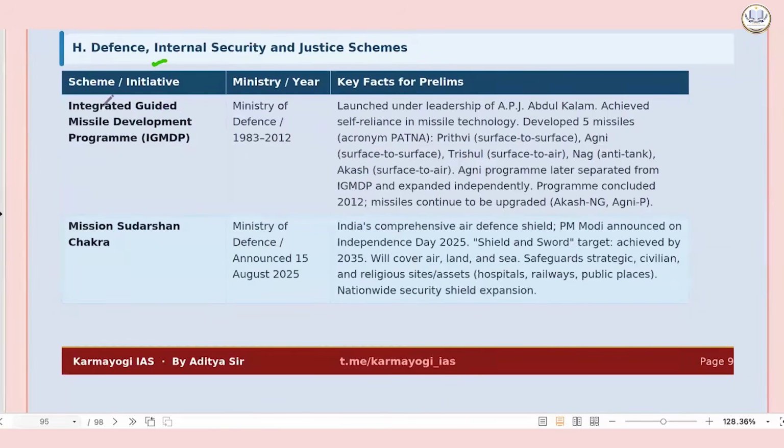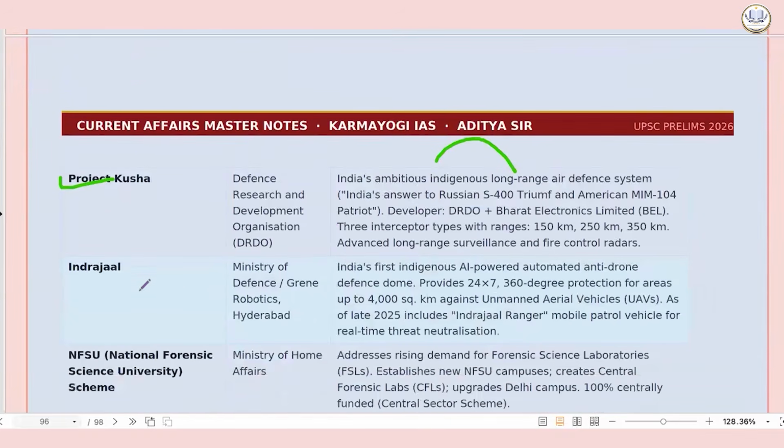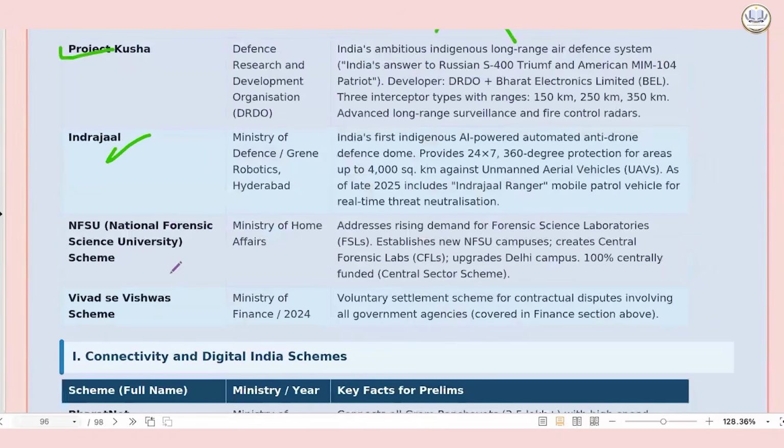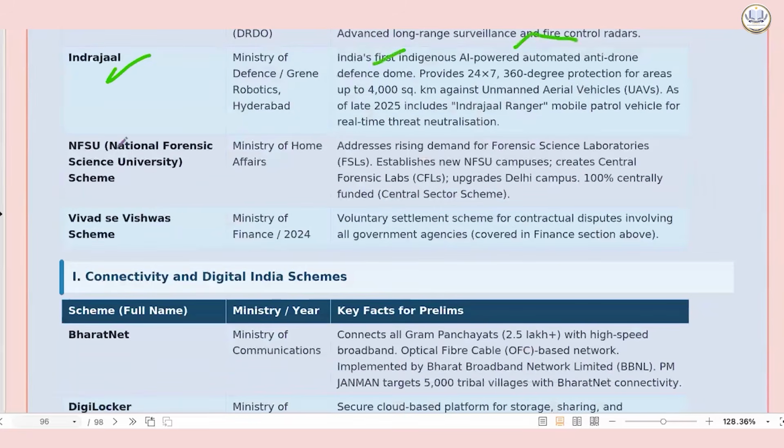For defense, we have the Integrated Guided Missile Development Program, which you have read. Mission Sudarshan Chakra is India's comprehensive air defense shield. PM Modi announced it on Independence Day 2025, shield and sword. This also we had read in defense projects. Then Project Kusha of DRDO, India's ambitious indigenous long-range air defense system, India's answer to the Russian S-400 Triumf and the American MIM-104 Patriot. Indrajal, Ministry of Defense, we have also read. It is India's first indigenous AI-powered automated anti-drone defense dome.